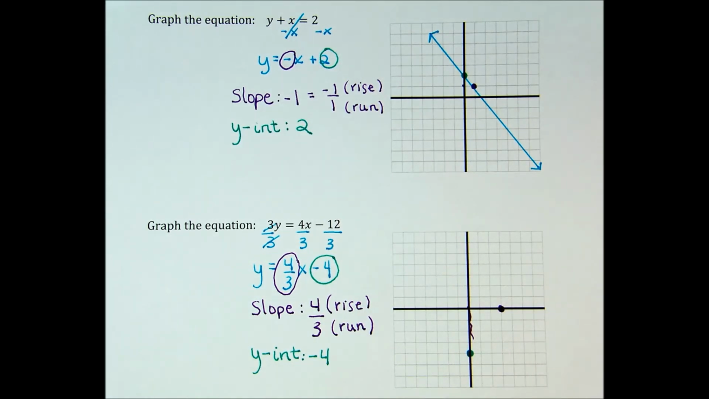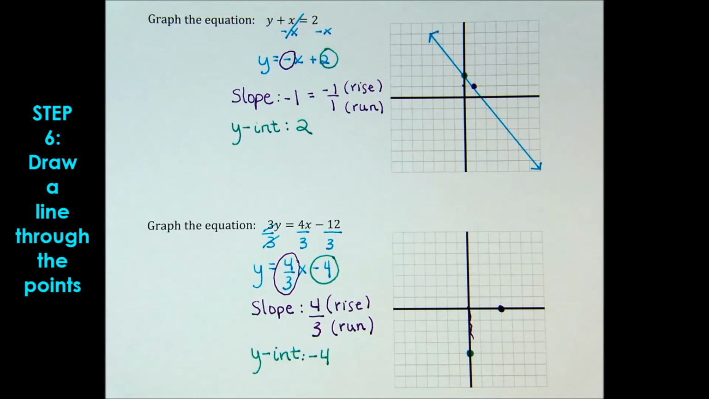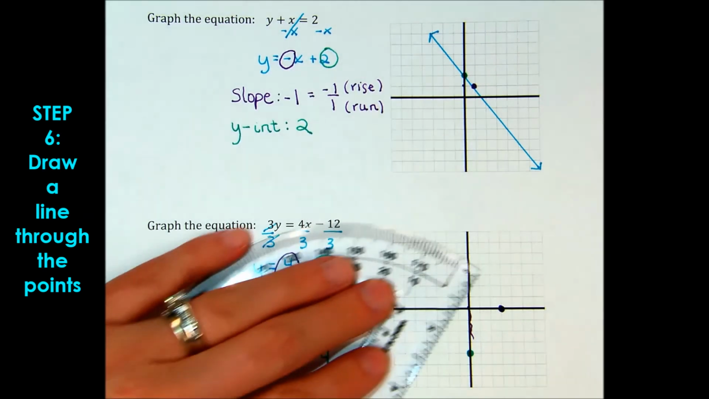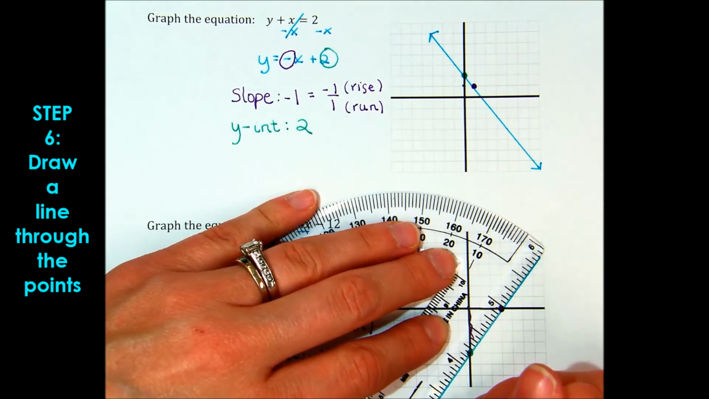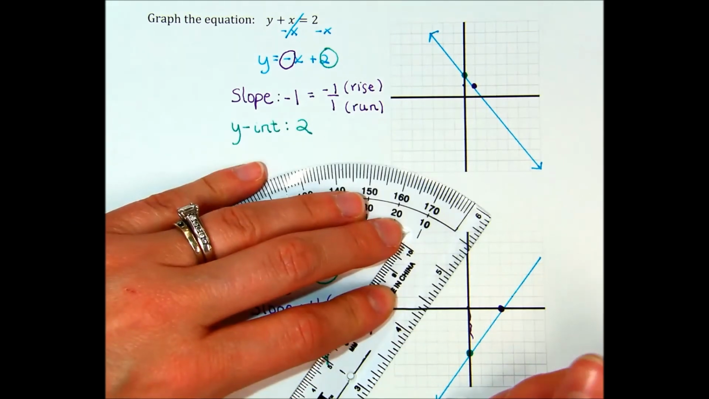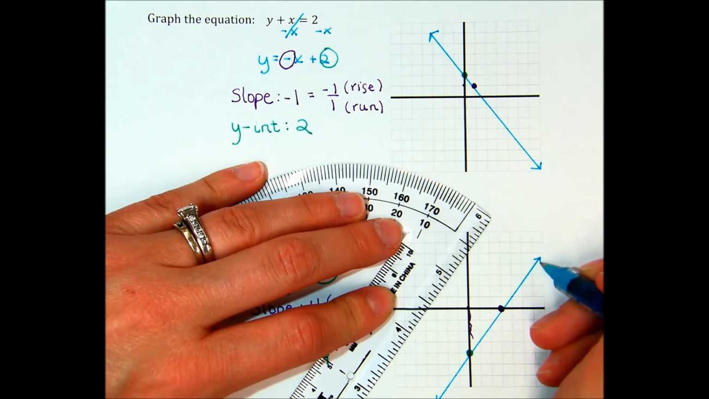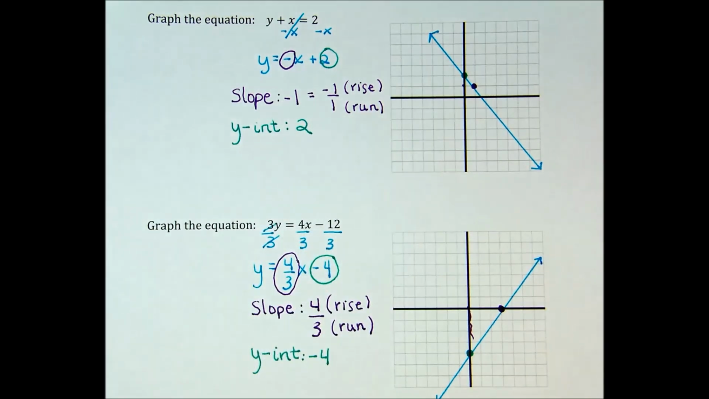Once I have my 2 points plotted, I can then connect them using a straight edge. And I've just graphed the equation 3y equals 4x minus 12.